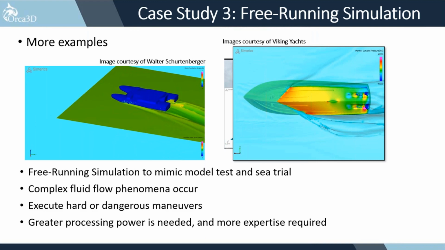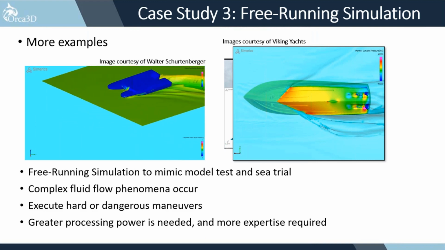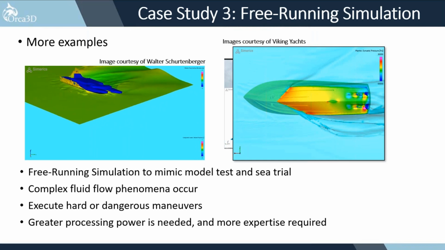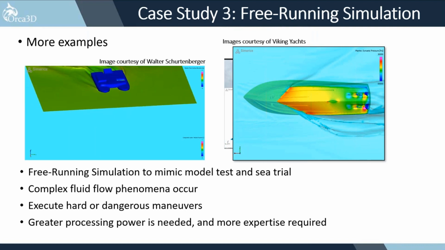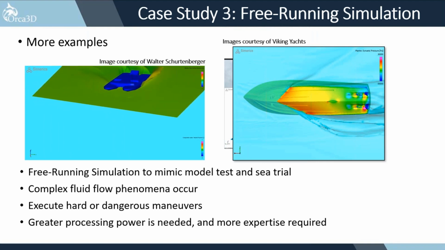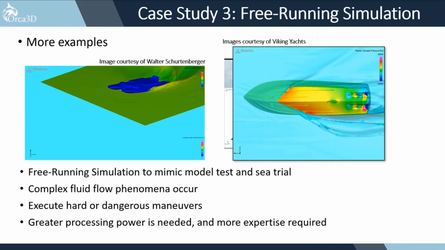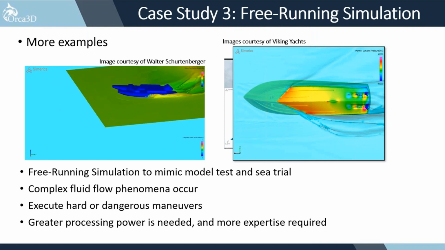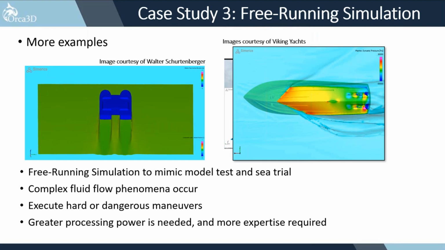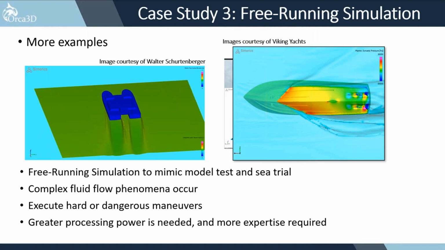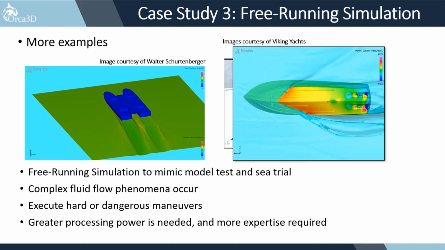And then next, please. So basically, the free-running simulation's purpose is to mimic the model test and the sea trial and make you the captain, so that you can find a lot of complex fluid phenomena, since we take very few assumptions here compared to the captive test. It also allows you to execute some hard or dangerous maneuvers you probably don't want to try in real life, since if it goes wrong, it costs you a lot of money. But of course, it requires more processing power and a little bit more expertise, so that you need to understand why you want to do this simulation and what you want to get from it. And next, please.